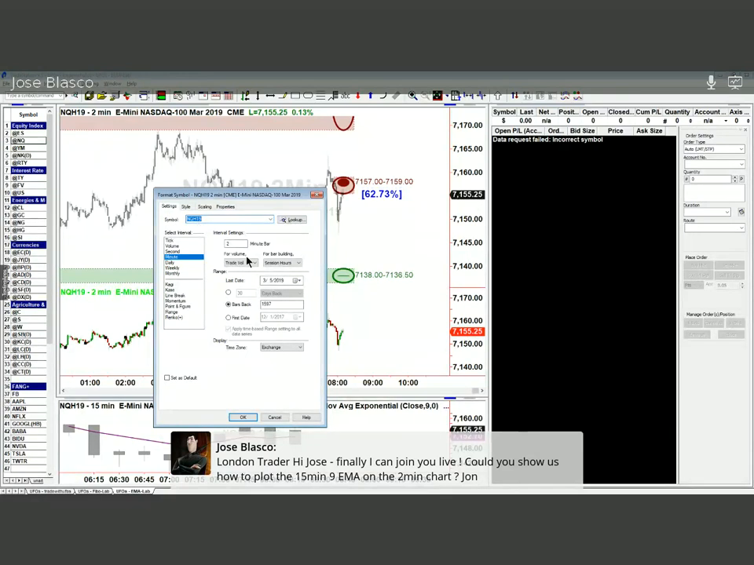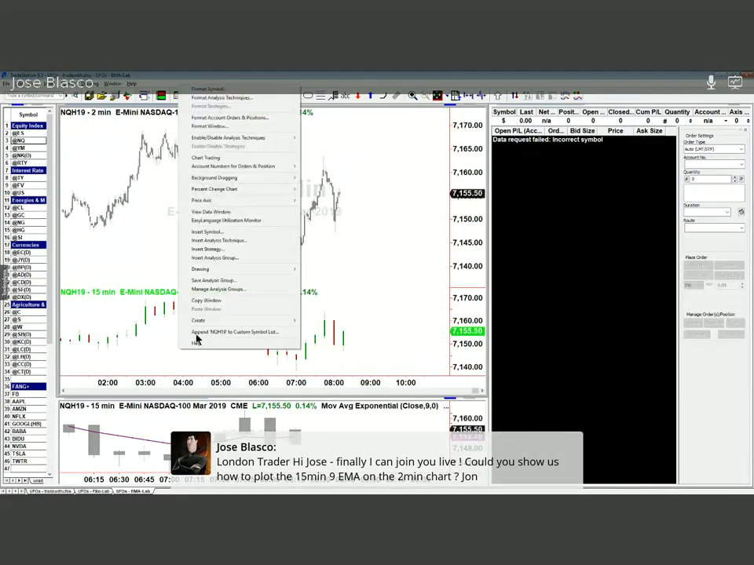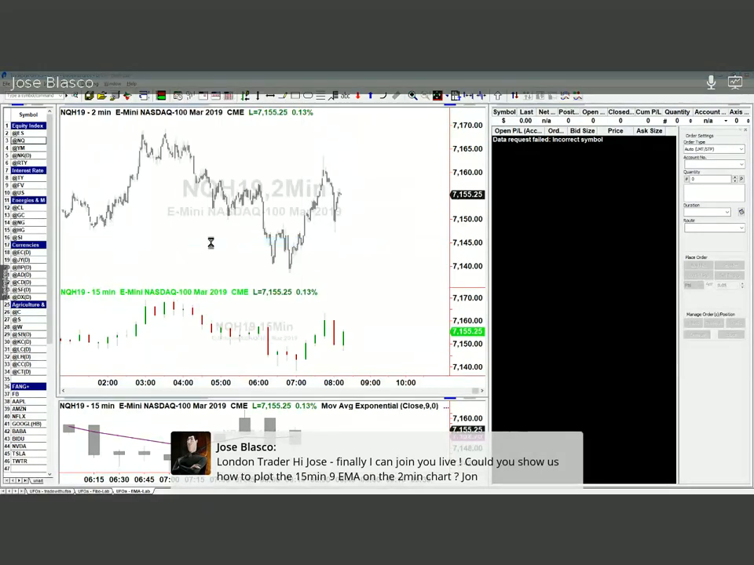When it comes to symbol, notice that I could now go ahead and make this one to be 15. If I do that, now in the bottom part, I got the 15, and on the top part, I got the 2. What else can I do? Well, I could right-click and insert analysis technique.